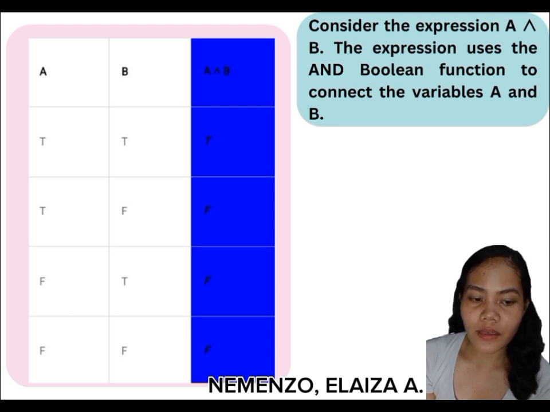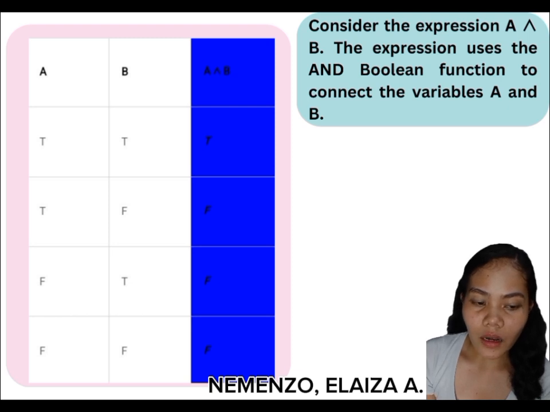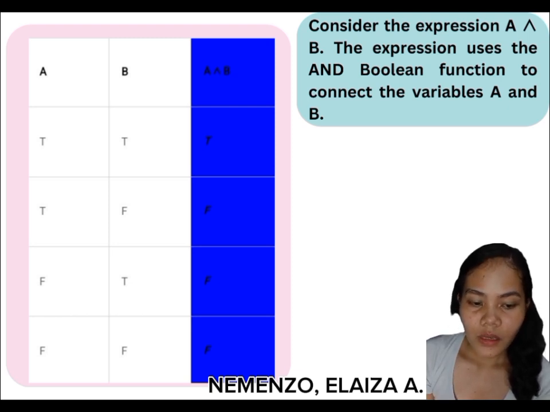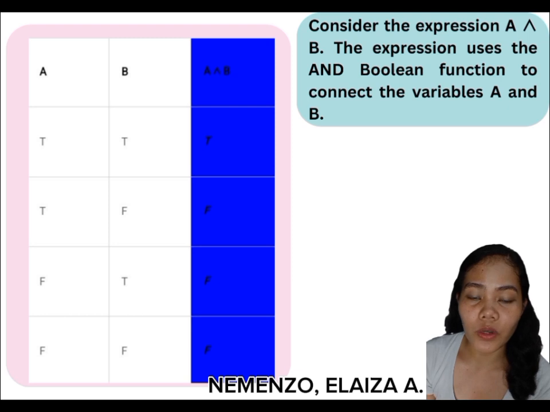The expression uses the and Boolean function to connect the variables a and b. The possible outcomes from this expression can be mapped out in a truth table. The truth table would include a column for each variable, a column for the outcome, and a row for each possible value combination. In the following truth table, the letter T represents true or 1 and the letter F represents false or 0. As you can see, the expression has 4 possible truth value combinations.